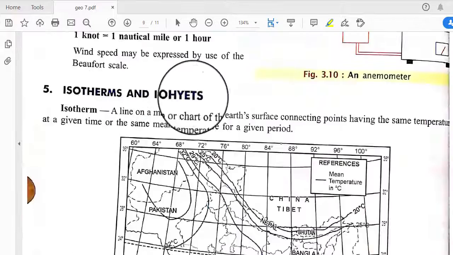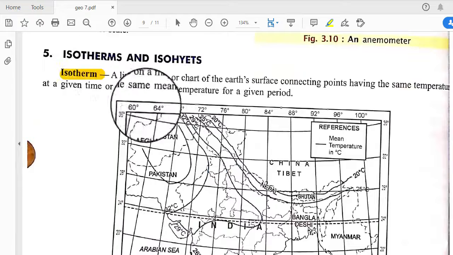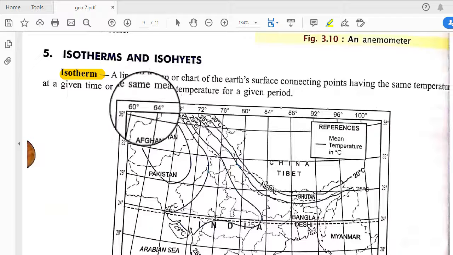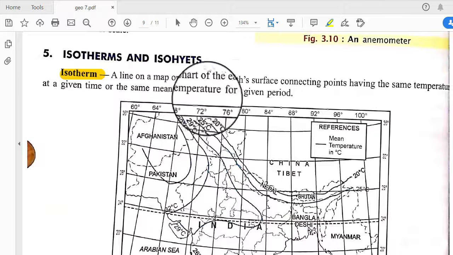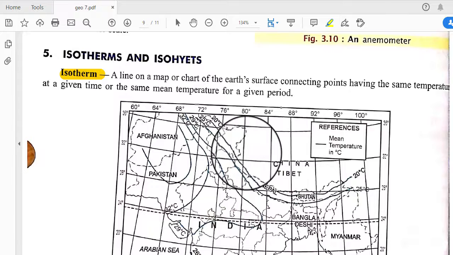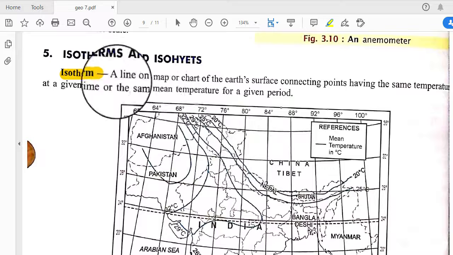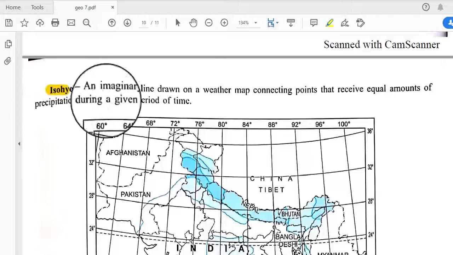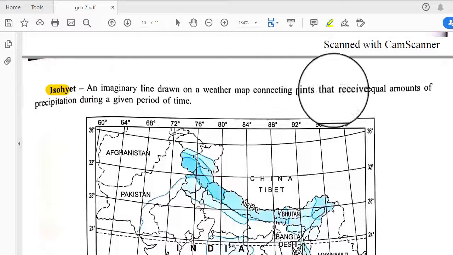Next are isotherms and isohyets. What is an isotherm? A line on a map or chart of the earth's surface connecting points having the same temperature at a given time or the same mean temperature for a given period. So isotherm means where the temperature is the same. If we draw an imaginary line through these points, we will get one line, called an isotherm, connecting places of equal temperature.